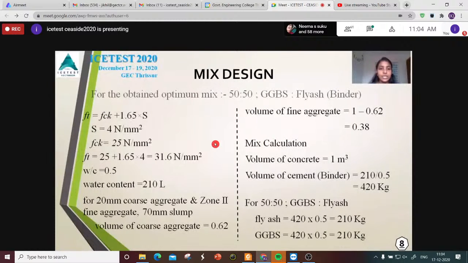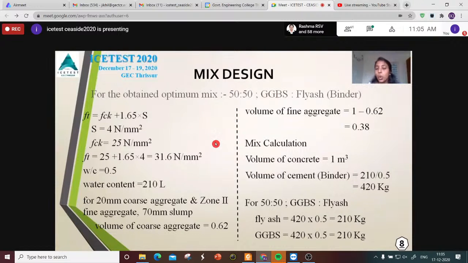So the slide shows the mix design of the optimum mix of 50:50 ratio of GGBS and fly ash combination. We had conducted the experiment for a grade of M25. We had taken a water-cement ratio of 0.5 and water content of 210 liters. We had used 20 mm coarse aggregates and zone 2 fine aggregate.